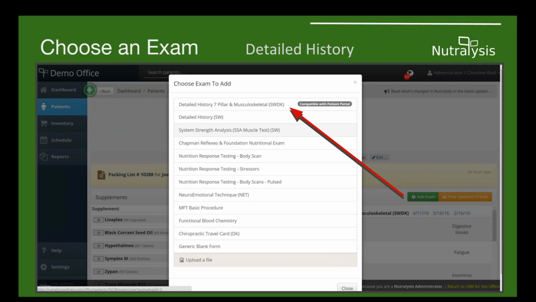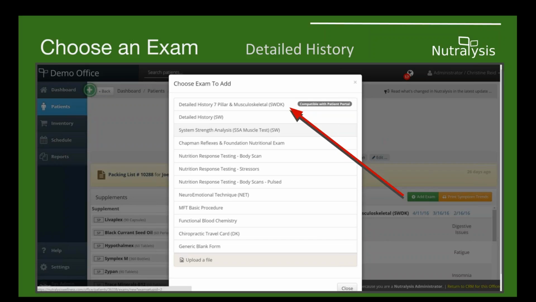In fact, Christine, here's a copy of what the different exam templates that we have would look like. I just want to show everybody this real quick. And speaking of the detailed history, this is that detailed history that we were referring to, the detailed history 7-pillar musculoskeletal. We tell everybody this whenever we show them this, but this detailed history was created based on Dr. White's work from the 7 pillars, but it was actually authored and edited by Dr. Dan Kuehne into a form that works well for both Nutralysis and the patient, as well as the practitioners.